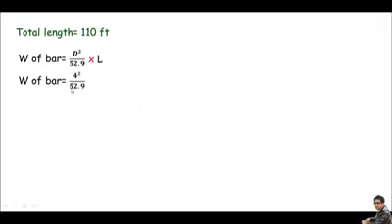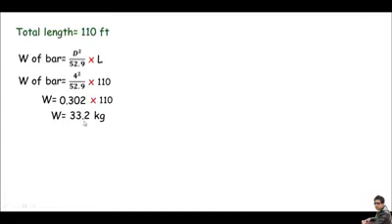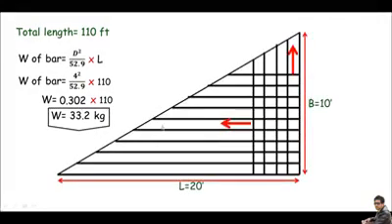So 4 square divided by this guy times the length is given, which is 110. When you calculate this little guy, you can get 0.302 times the length. Of course, you can get 33.2 kg. And this is quite simple, I think, right? So just look over here. This was just our first approach.